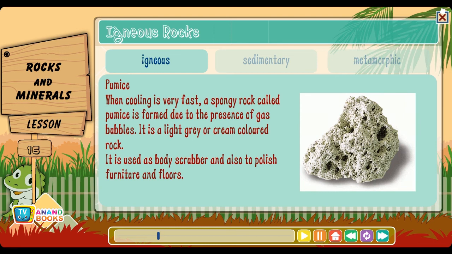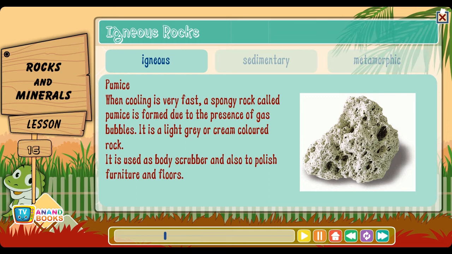Pumice. When cooling is very fast, a spongy rock called pumice is formed due to the presence of gas bubbles. It is a light gray or cream colored rock. It is used as body scrubber and also to polish furniture and floors.